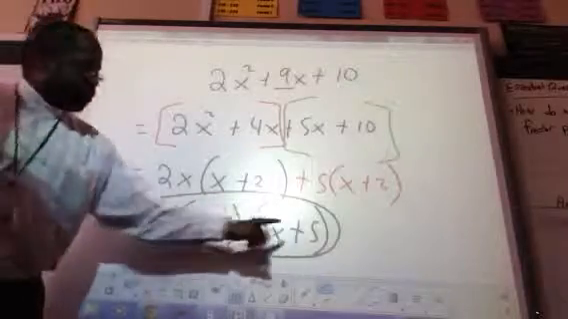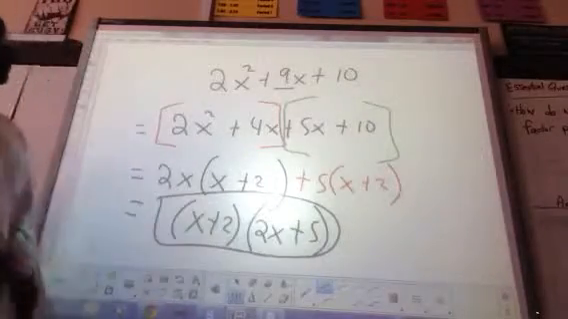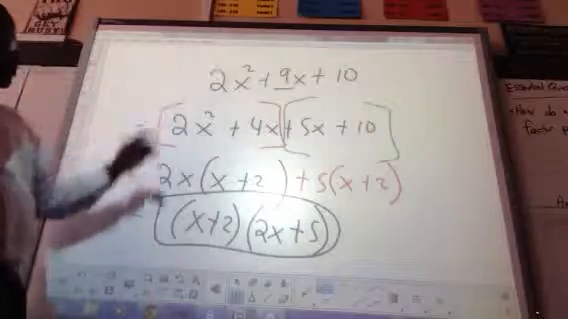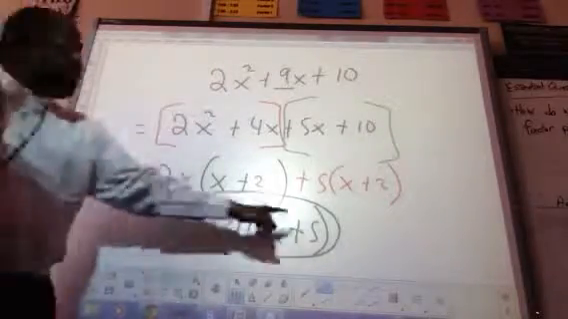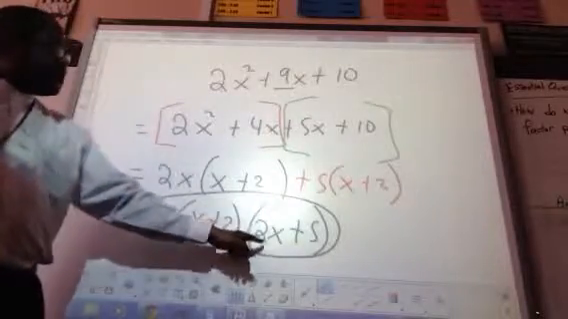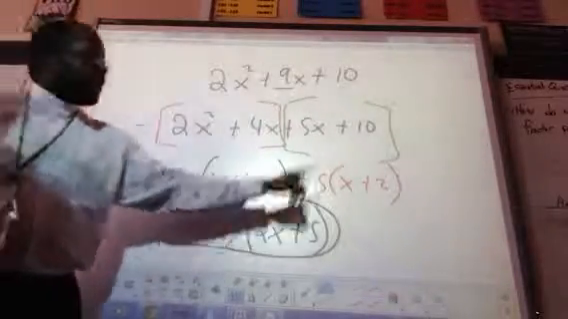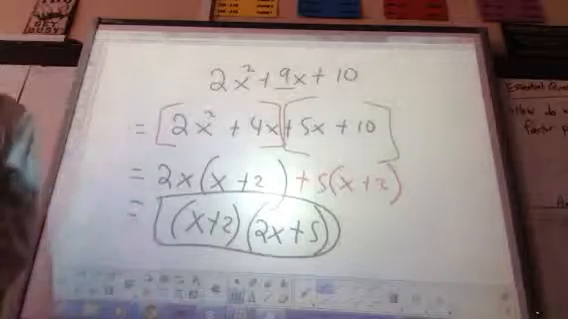We can always check the accuracy of our answer by multiplying. X times each of those, then the 2 times each of those. If we do that, we should get back up here. X times the 2x is the 2x squared, x times the 5 is the 5x, 2 times the 2x is the 4x, and 2 times the 5 is the 10. That will give us where we started.